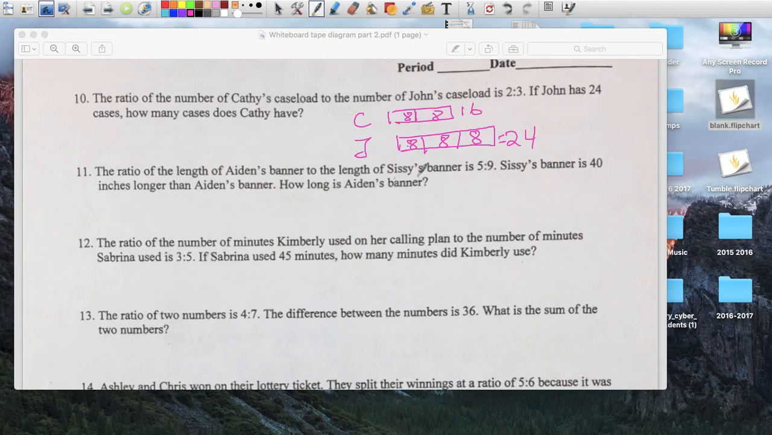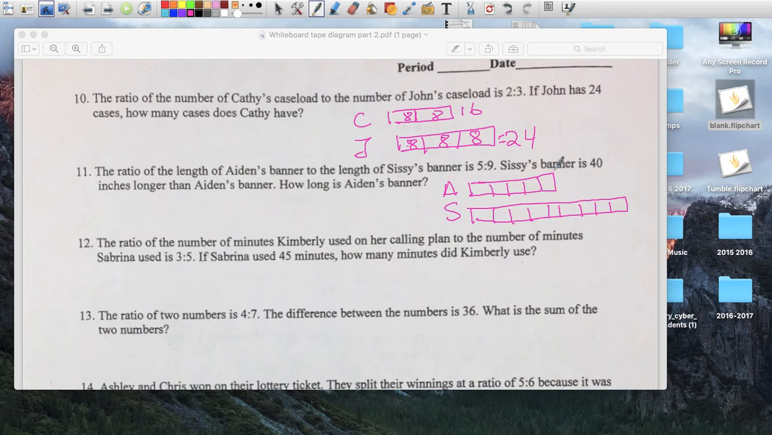Ratio of the length of banner. Okay, so Aiden's banner is 5. 1, 2, 3, 4, 5. Sissy's banner is 9. 1, 2, 3, 4, 5, 6, 7, 8, 9.